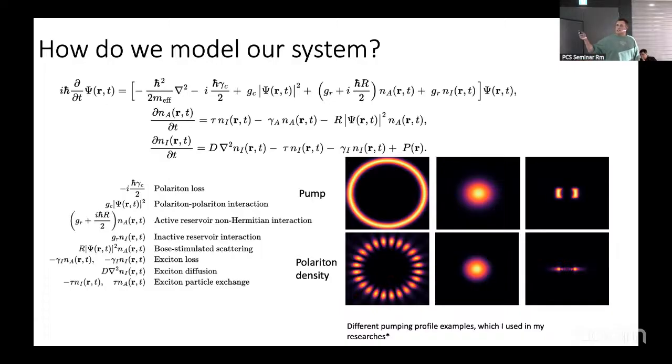But for this work, we can just treat this diffusion term as some artificial broadening to take into account optical broadening of the pumping profile or something like that. It's not a key parameter for the talk today.